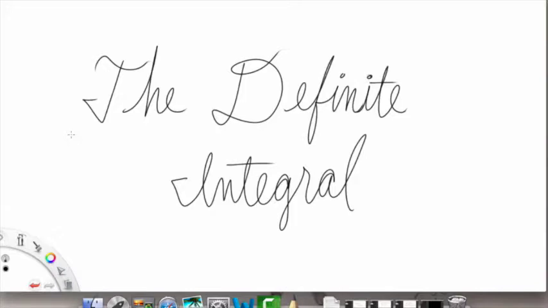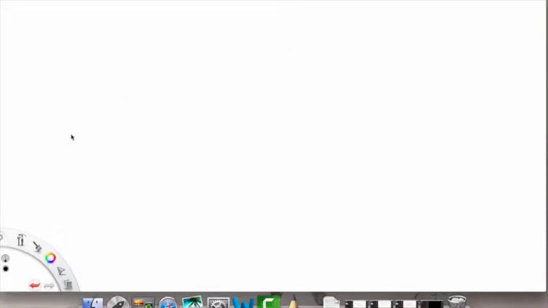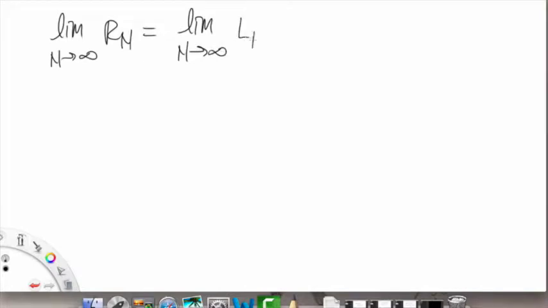Hello and welcome to the video on the definite integral. In a previous section, we learned that the limit as n goes to infinity of the right endpoint approximation, the left endpoint approximation, and the midpoint approximation all go to the same place. They should all approach L when f of x is a continuous function.